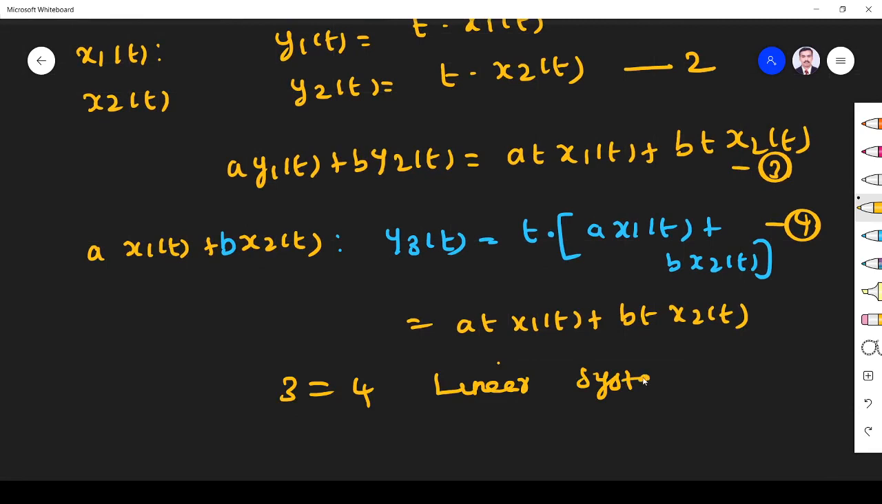Right? So this is the way you have to solve the problem. For a discrete time system also, the same procedure, except instead of t you use n, right?